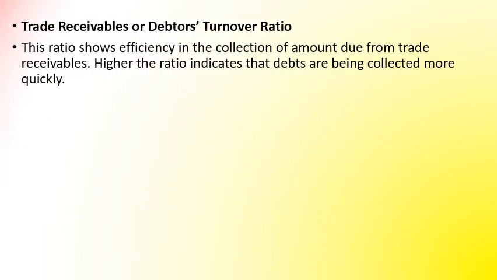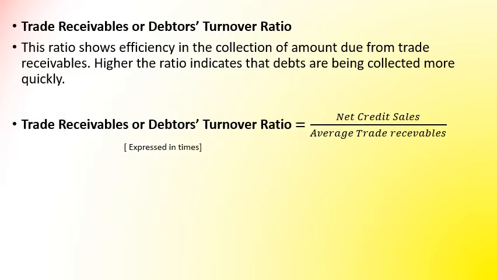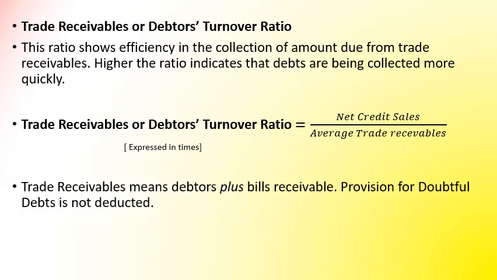We have trade receivable turnover ratio, that is debtors turnover ratio. It shows how frequently you are collecting your dues from the debtors, from the customers. So the higher the ratio, the more quickly the debts are being collected. The formula to calculate it is net credit sales divided by average trade receivable. It is expressed in terms of time.